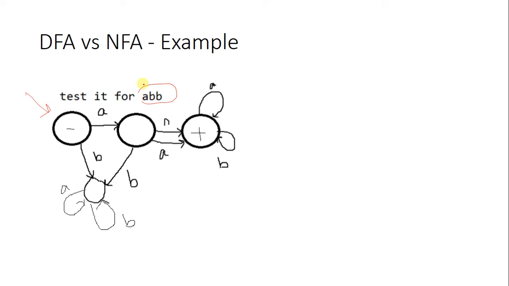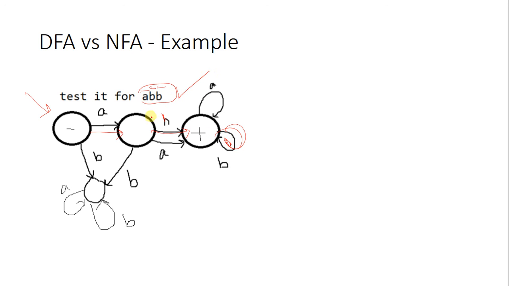For A you move to this state, and here you have this null transition. Null transition means you can have a free ride. So if I pass through this null transition and come here, then for the next B I will stay here, for the next B I will stay here, so this string will be accepted.